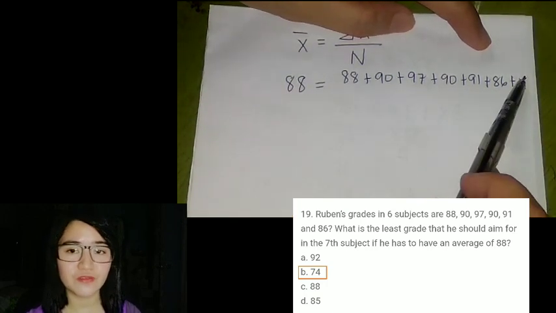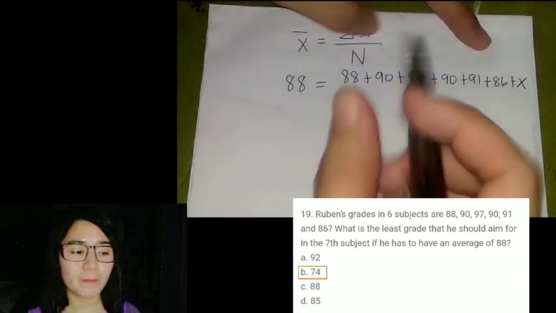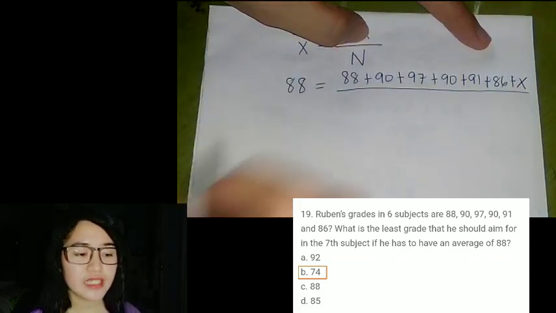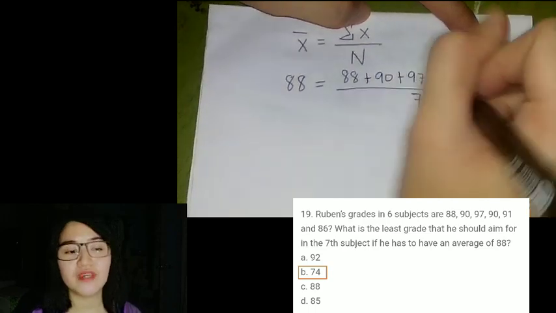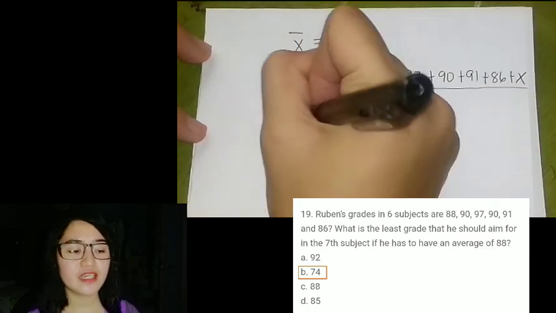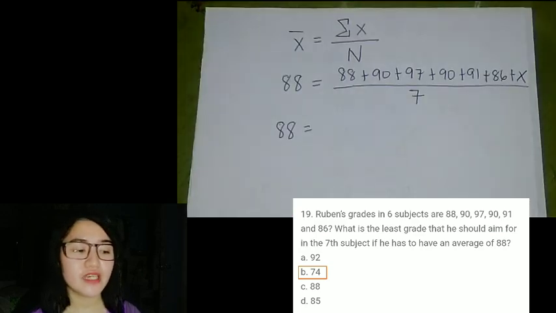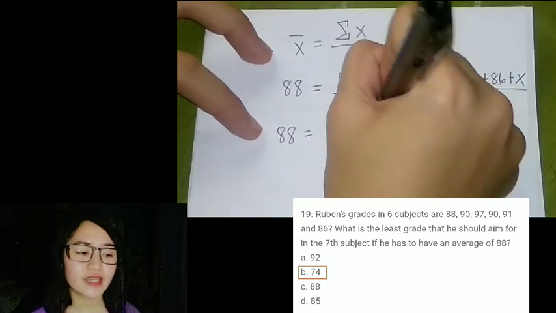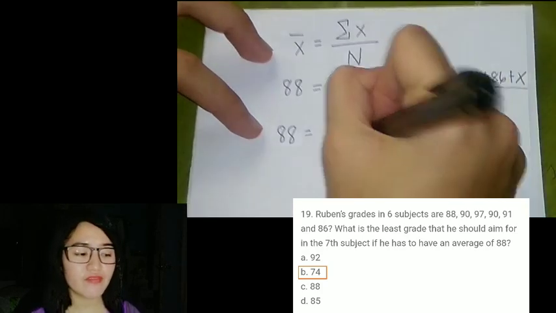So, sana na-gets nyo yung pag-substitute natin ng given. And then, i-simplify muna natin yung napakaraming grades para mas maliit yung equation natin. Then, pag inad natin yung 6 na numbers na yan, that is 542. And then, natitira pa rin yung x. So, plus x and then divided by 7.